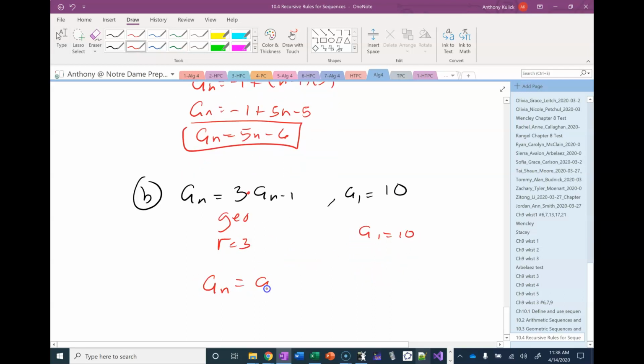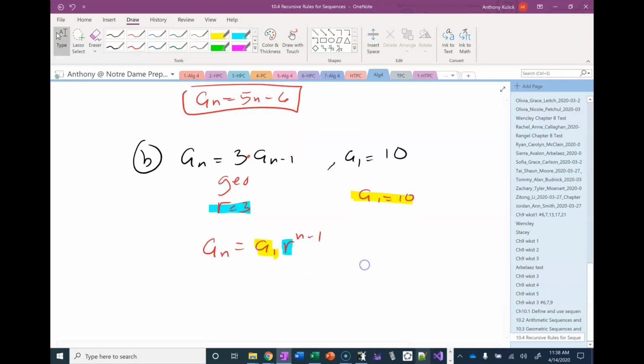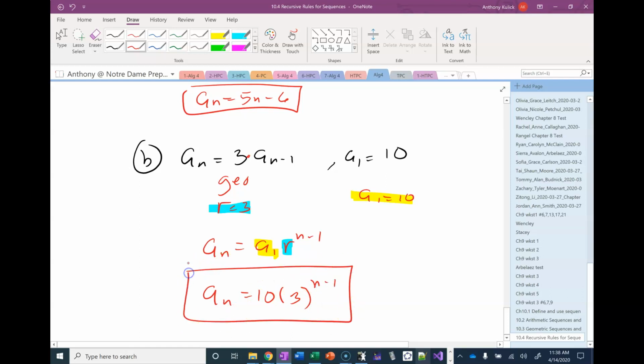Now if I go back to my explicit formula for a geometric sequence, I know it's this. So the two things I need are my first term, got that, and my r, got that. So I have everything I need. All I need to do then is plug them in, and I'm done.